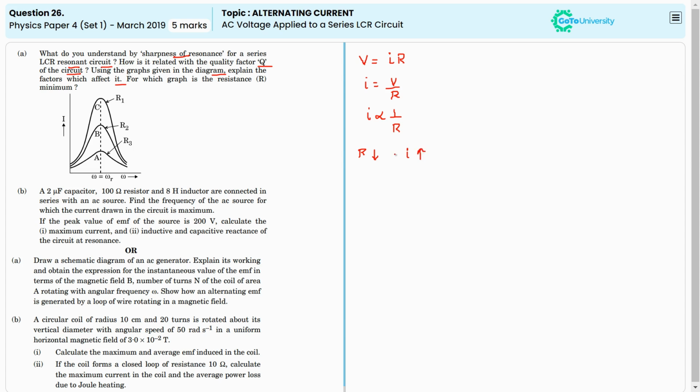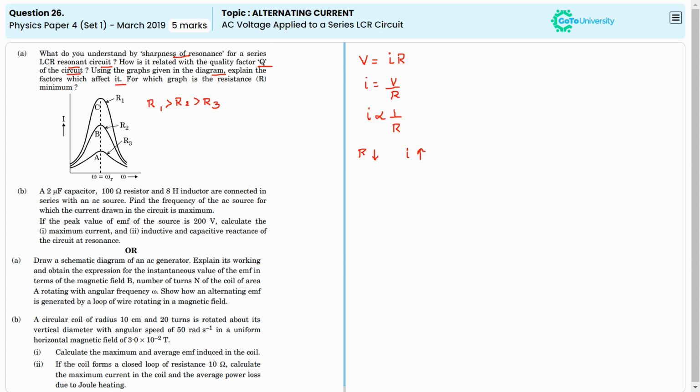Right? From the graph, we can see the current amplitude versus omega, where L and C are fixed. Here R1 is greater than R2, which is greater than R3. Now, let us suppose that the value of omega is such that the current in the circuit is 1 by root 2 times the current amplitude at resonance.